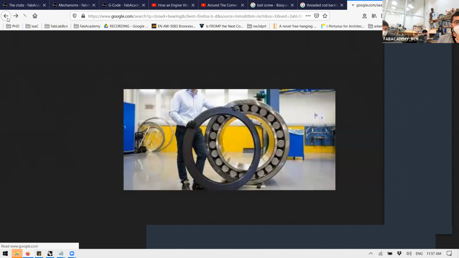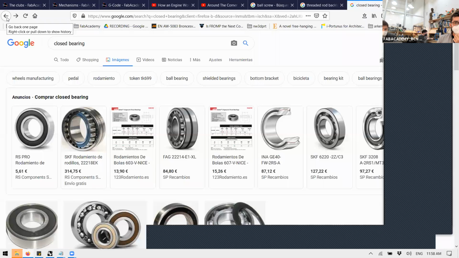Sorry, why don't they have balls? Because a sphere has a small touching area, and a cylinder has a huge touching area. That means it's able to transfer bigger loads from the outer to the inner case.